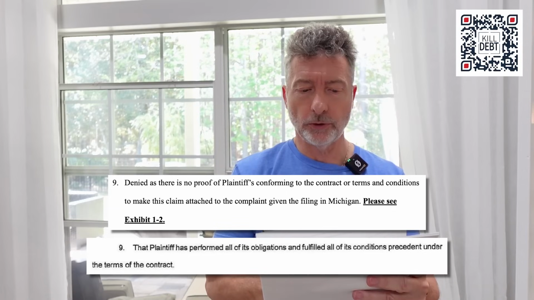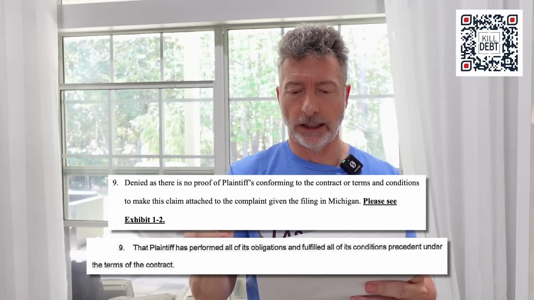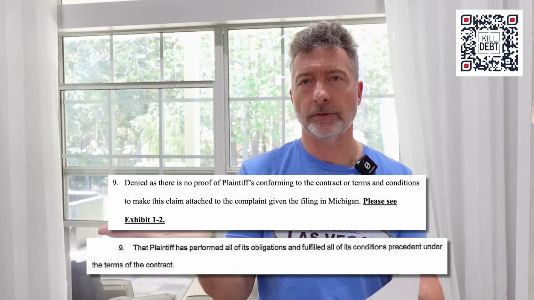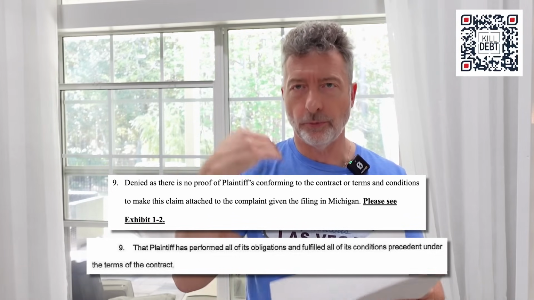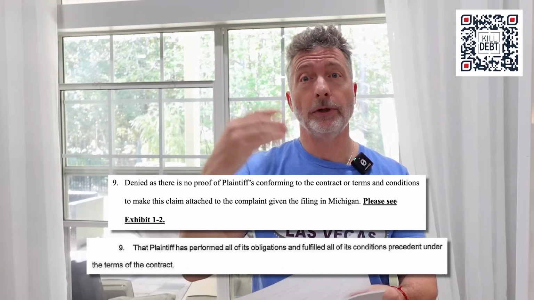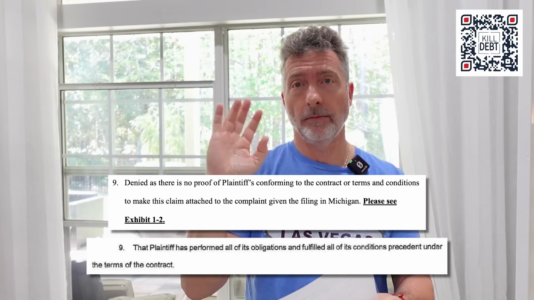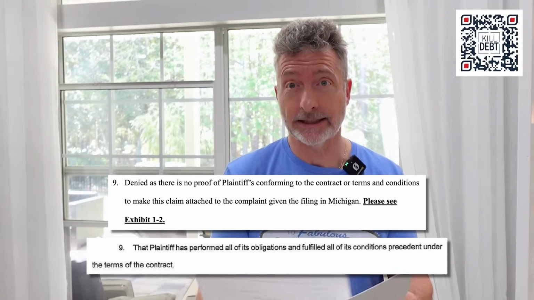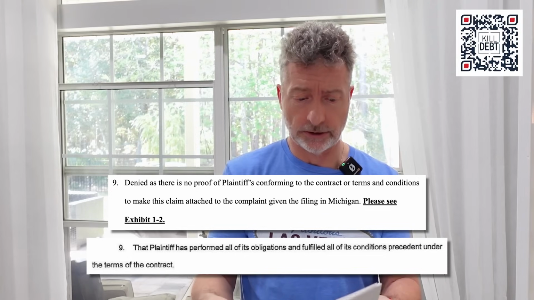Denied, as there's no proof of plaintiff's conforming to the contract or terms and conditions. Essentially, they didn't add a contract. They claimed that we've breached. And by the way, they breached the contract themselves by filing it in Michigan, when their own contract that they attached says Virginia. These are all things you point out to the court. You got it, you point it out.